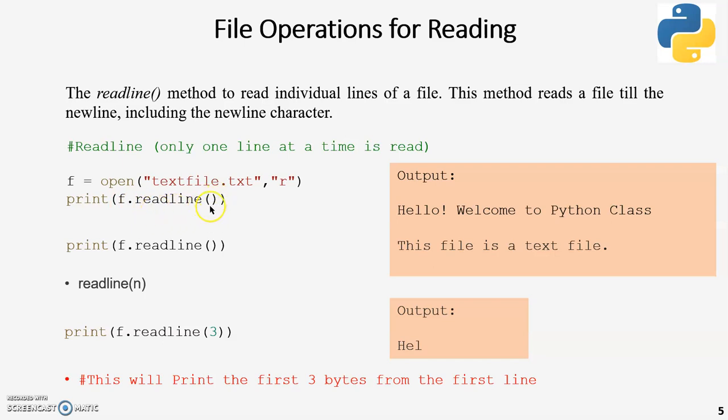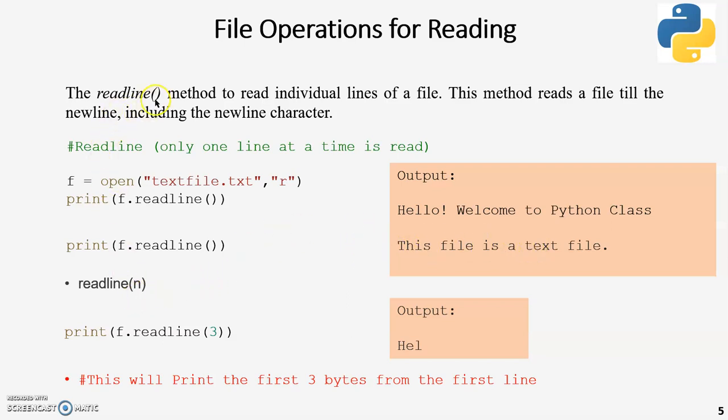With empty brackets, mentioning no arguments, whatever line you have first in that file will be displayed. As we assumed the data in the text file before, the first line, Hello, welcome to Python class, will be displayed. Again, if I print f dot readline, the next consecutive line will be printed over here.